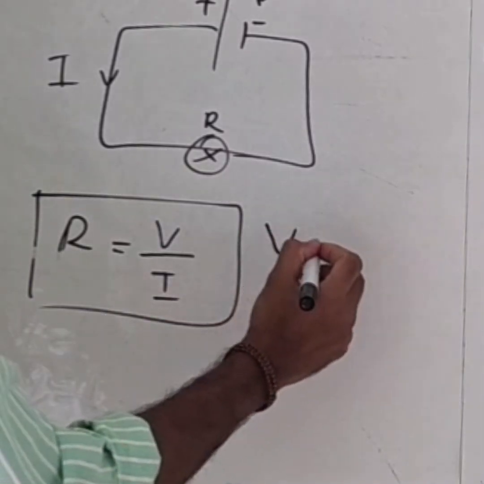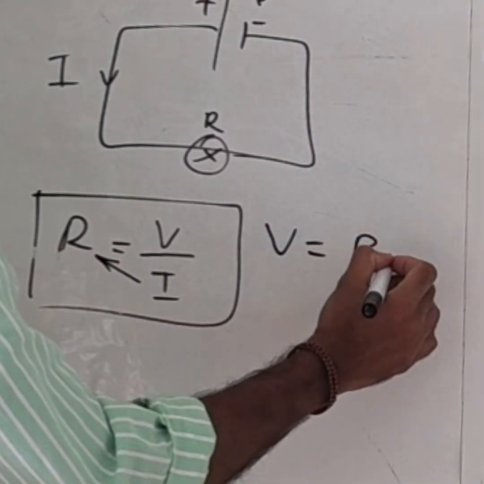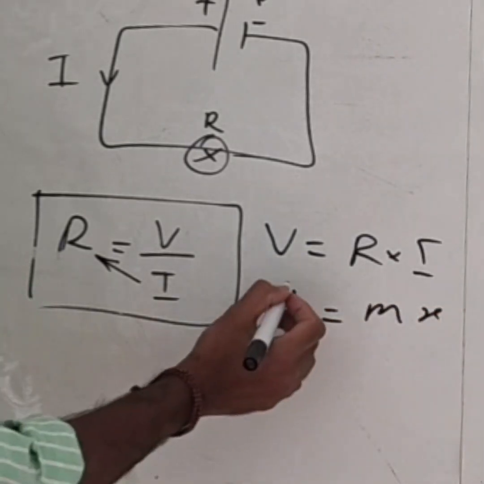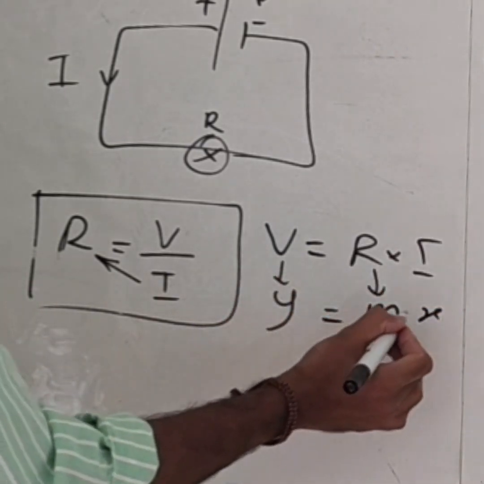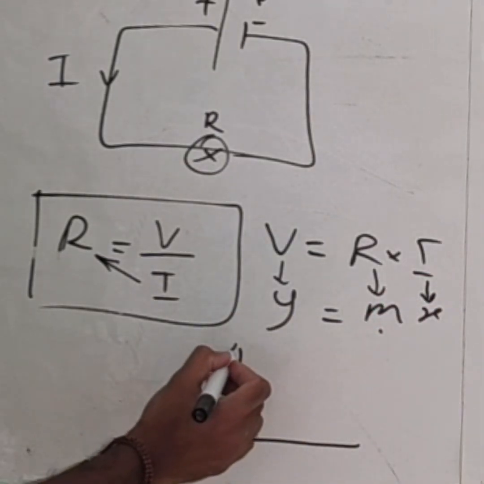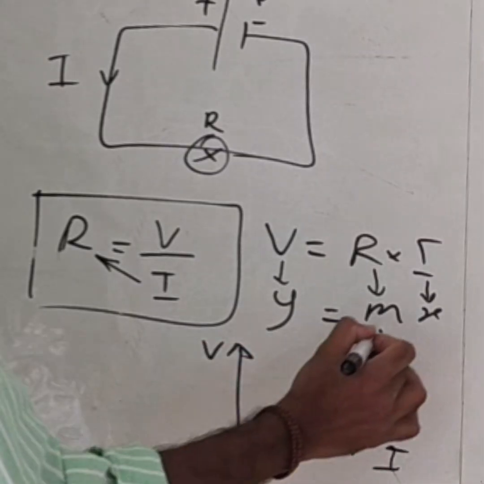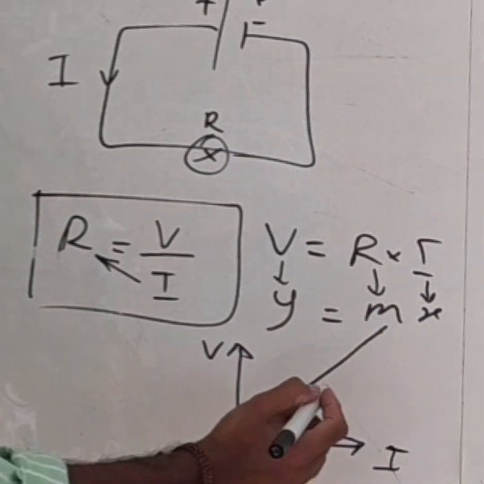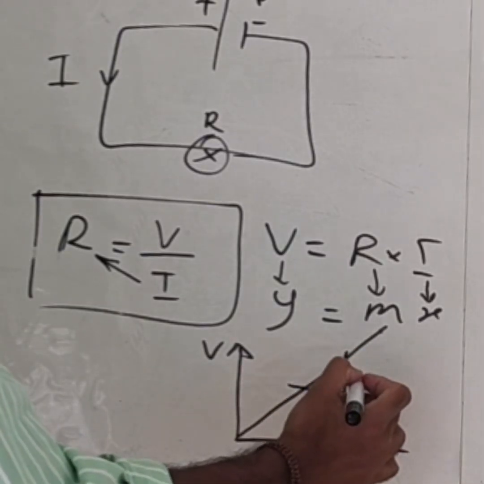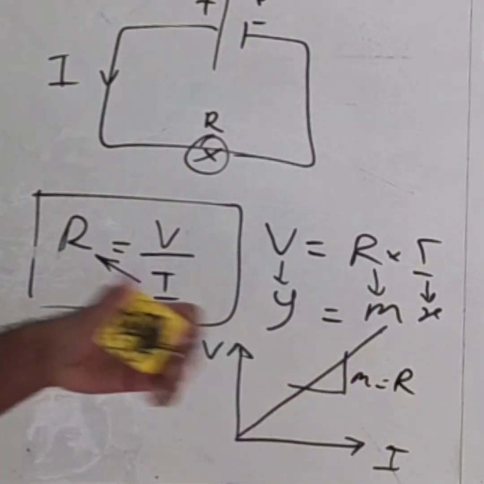In this equation, if I cross multiply, V is equal to R I. So it is like a y equals m x format, where m is a constant and x is varying. So if I draw a graph between V and I, you will get a straight line going through the origin, and the slope will give you the value of R, that is the resistance of this resistor.